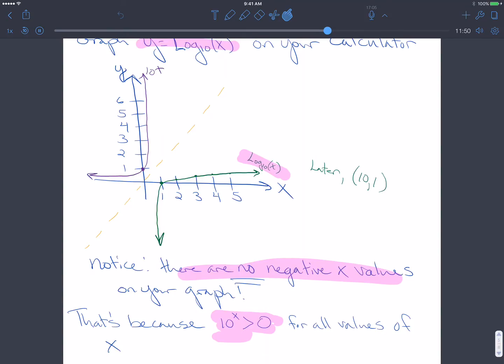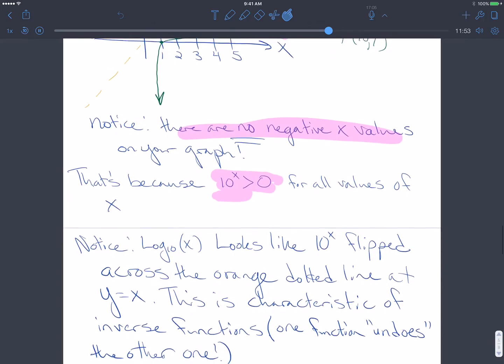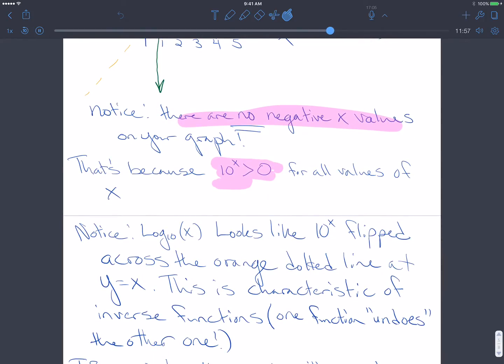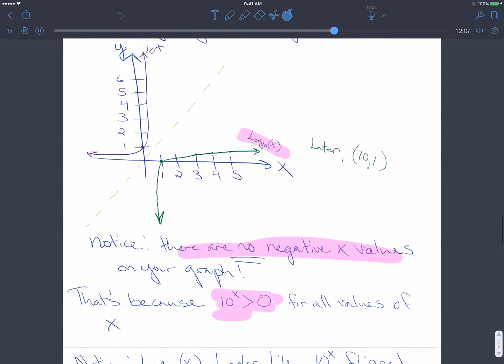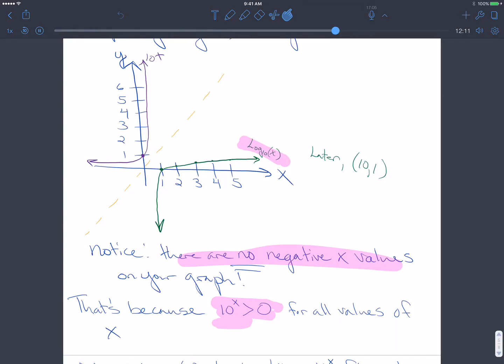Now, I wrote here about that flip across the orange dotted line at y equals x. This is a characteristic of all inverse functions. Anytime one function undoes another function, they're going to have this kind of symmetry in their graphs, which is really nice to visualize and just get a peek. We'll talk more about it for more general functions in the future, but while we're defining the logarithms in terms of these exponentials, it's really important for you to see how these two things are related to each other. So that's why I drew it.